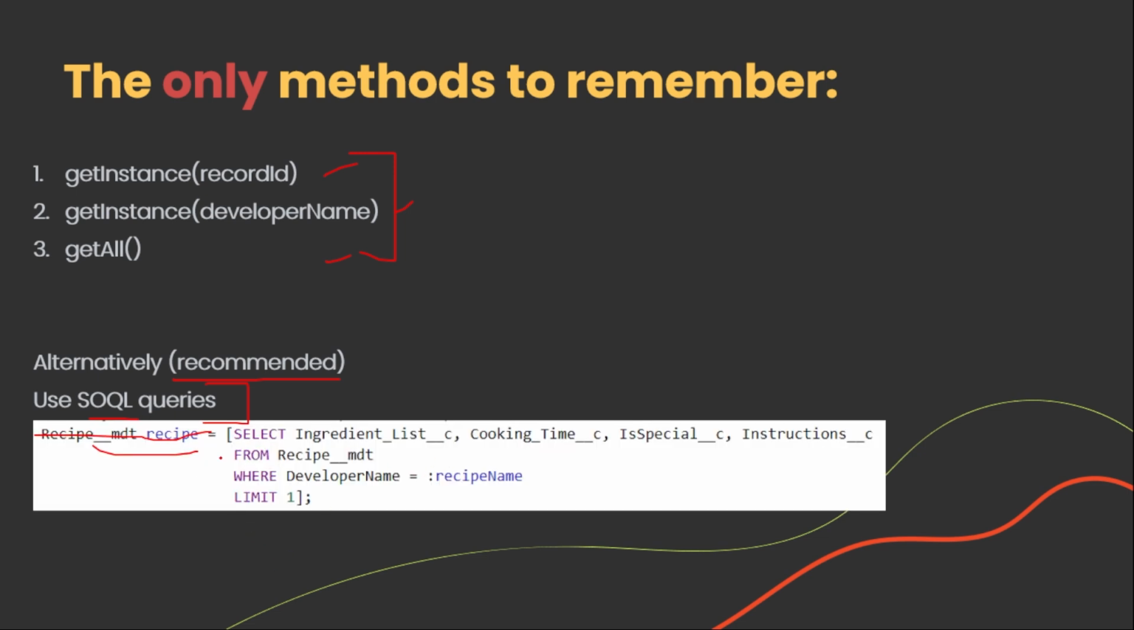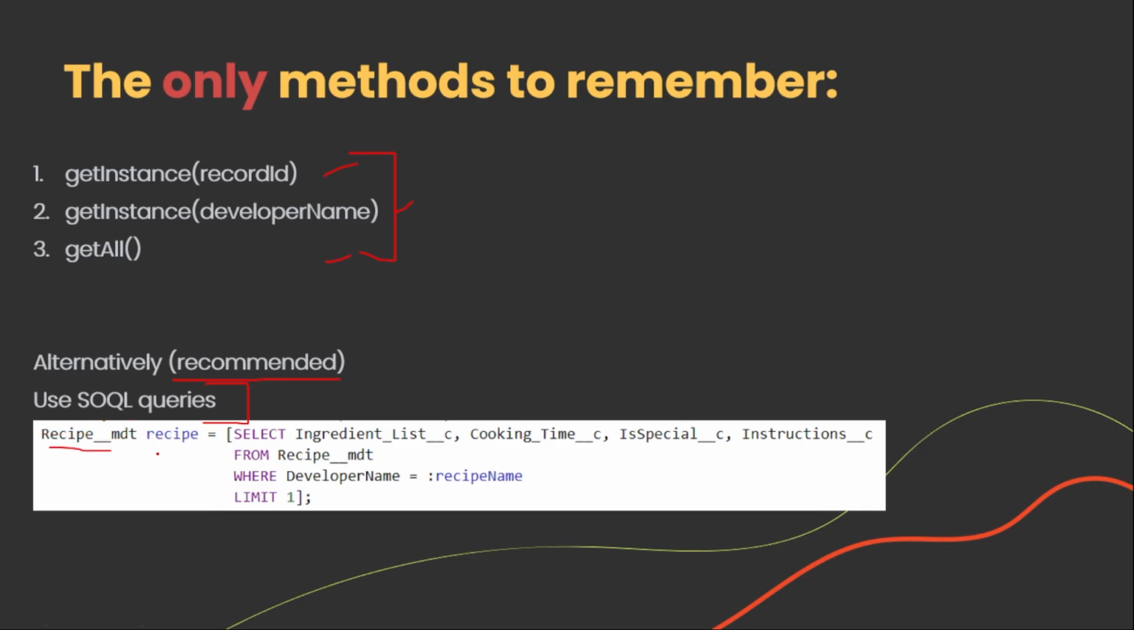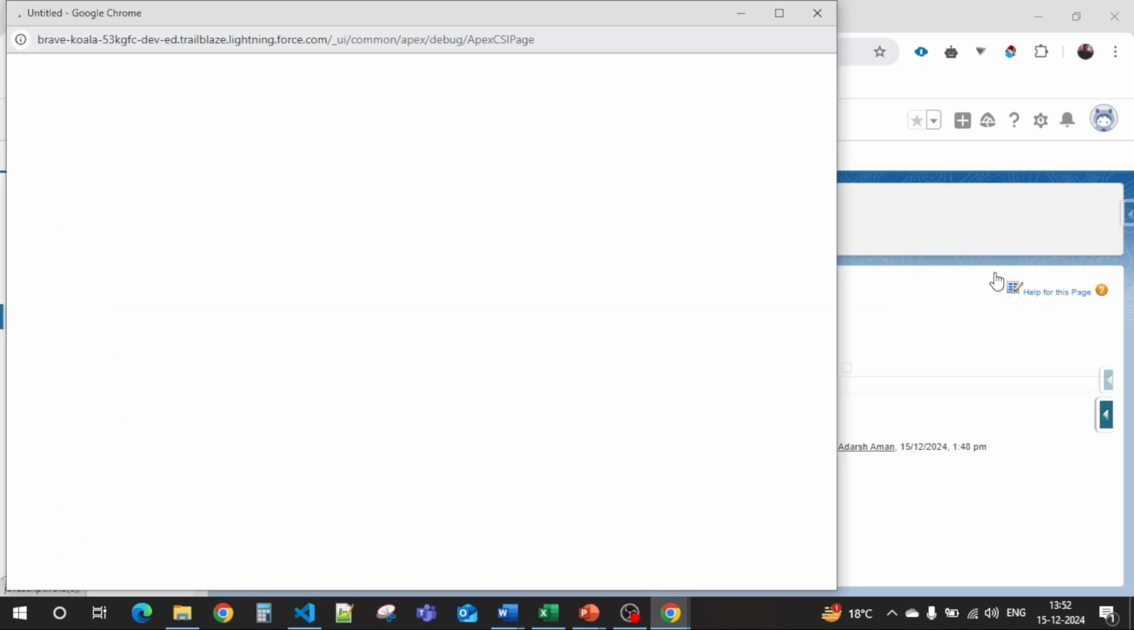Okay, so here you can see how to query. First you need to give the API name. So let me clear it out so that you can see. First you need to give the API name, then you can name the variable anything, and then you can use the SOQL query. These are the fields of the custom metadata. We don't have anything special here, but this is only an example to show you. I'll show you in the Apex class as well how to write it. So let's open the developer console.